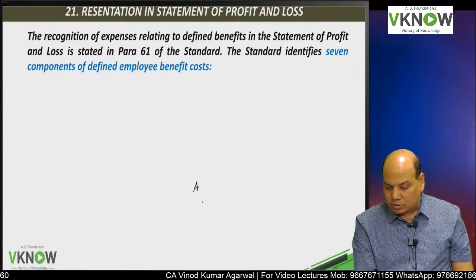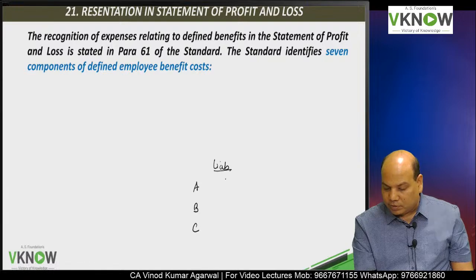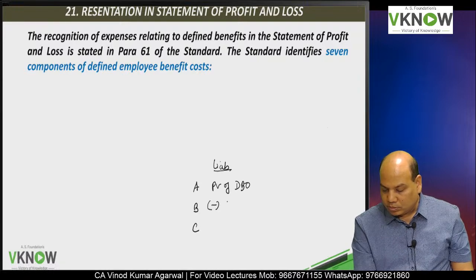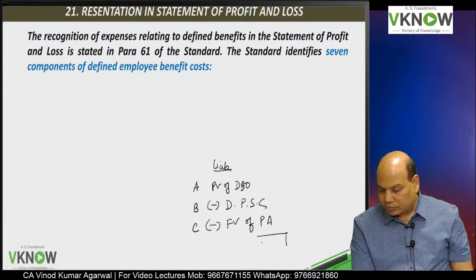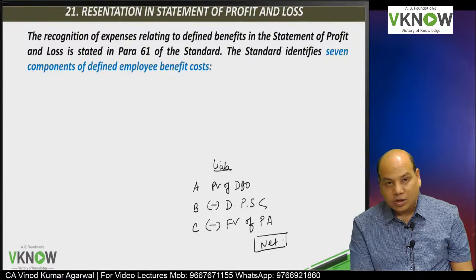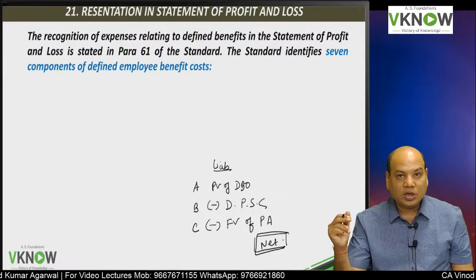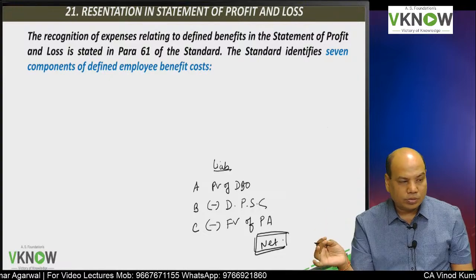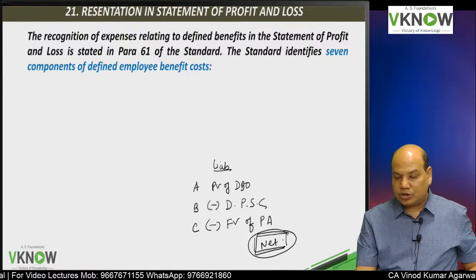Balance sheet, remember 3 numbers. Liability will be equal to PV of DBO minus deferred past service cost minus fair value of plan asset. This net amount will appear in the balance sheet. If net is positive, we are going to show on the asset side the lower of the two, the amount computed here and the recovery, whichever is lower.